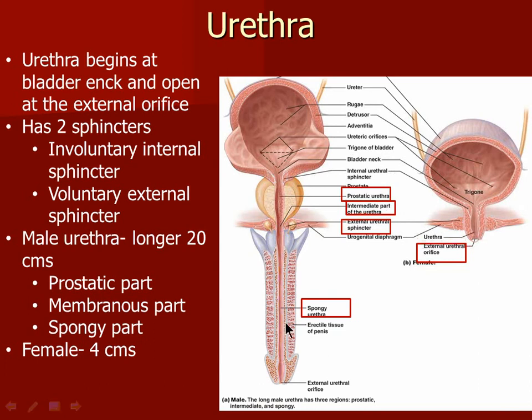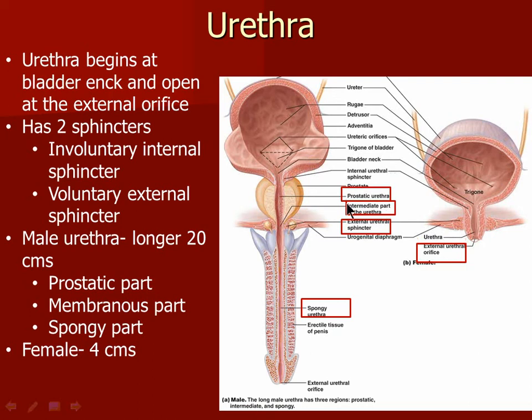The male urethra is much longer, it's about 20 centimeters long. The female urethra is much shorter, only about 4 centimeters. In the males, it's long because it has to pass through a number of structures. So it is divided actually into 3 parts. There's a part of the urethra which passes through the prostate gland, and when we do the reproductive system, you have to recall this, so it's a good idea to remember it now.